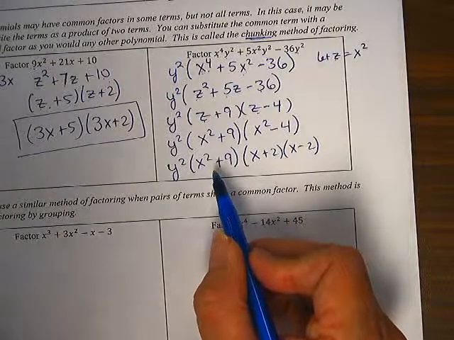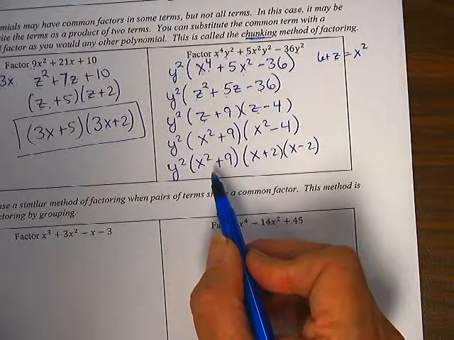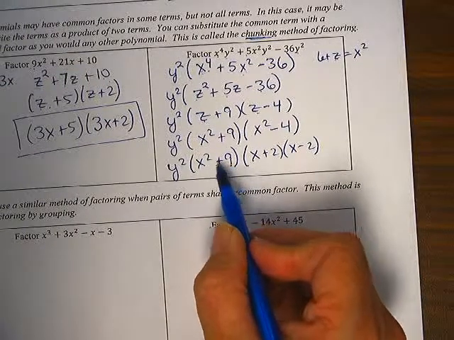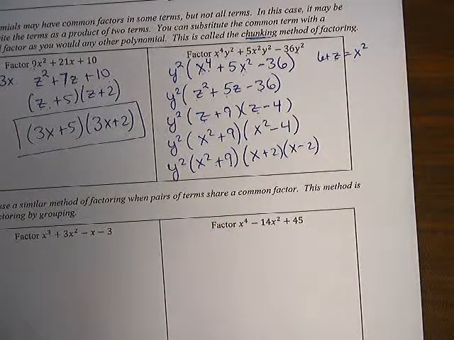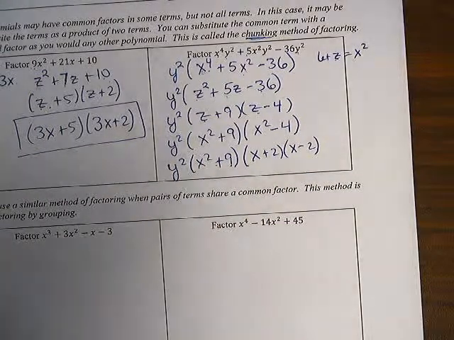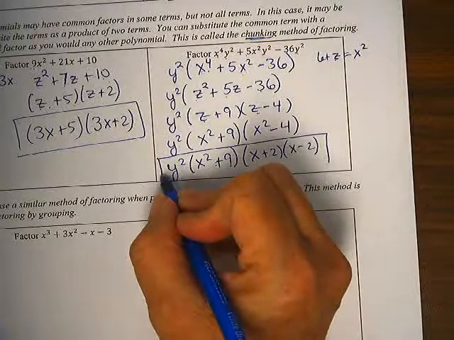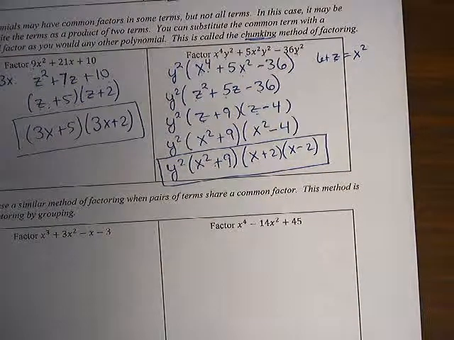Occasionally you may have, well, that's good. That's as much as we can do. We can't really factor x squared plus 9 because that's not the difference of 2 squares, it's the sum of 2 squares. So at that point we are done. Those are our factors of that nasty looking polynomial expression.